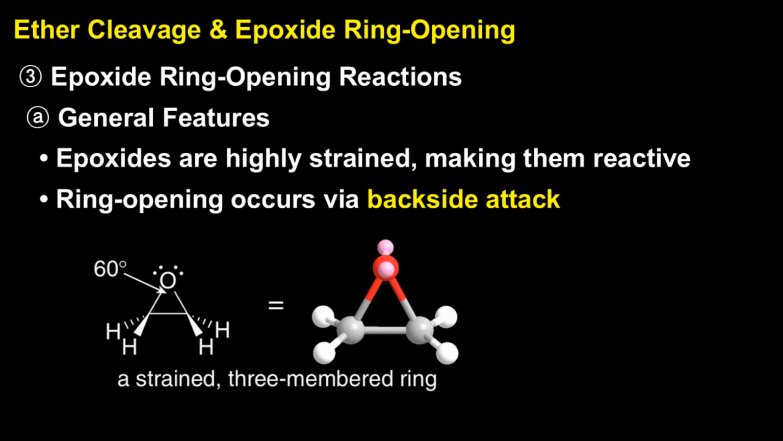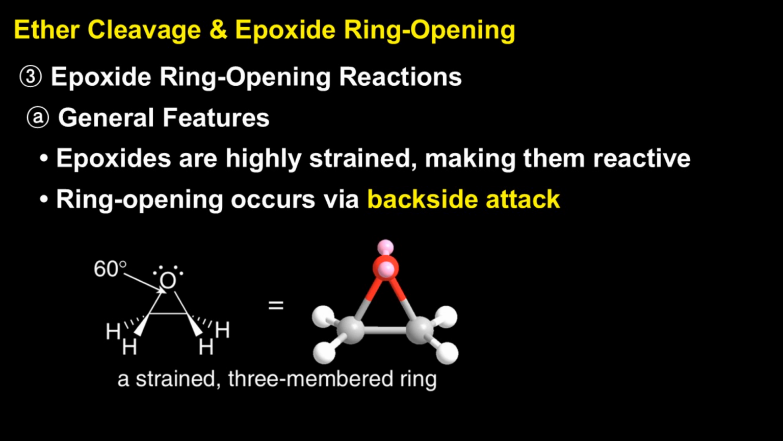All right, let's shift gears and talk about epoxides. They're still a type of ether, but because they have a three-membered ring, there's a lot of ring strain built in. And that strain makes them much more reactive than regular ethers. Even though epoxides are small, they're very eager to open up.